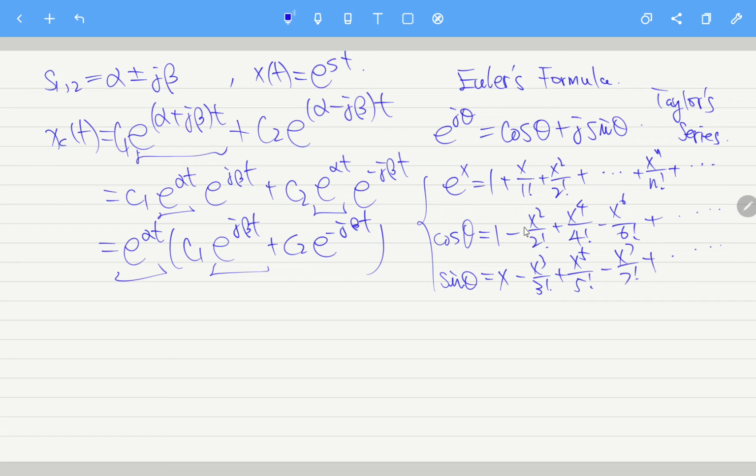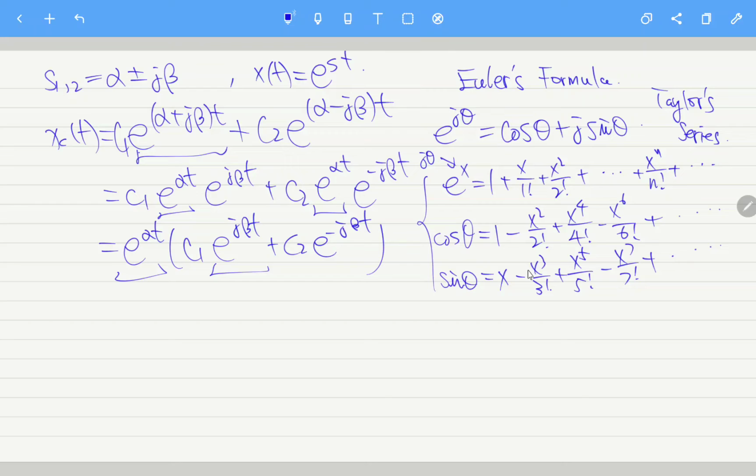So if you just plug in x to be j theta, some of the terms will be complex. But here you can see j squared will be -1, so it matches this one, and then j to the 4th power will be +1. So you can see all the real terms are actually the same as the cosine of theta.